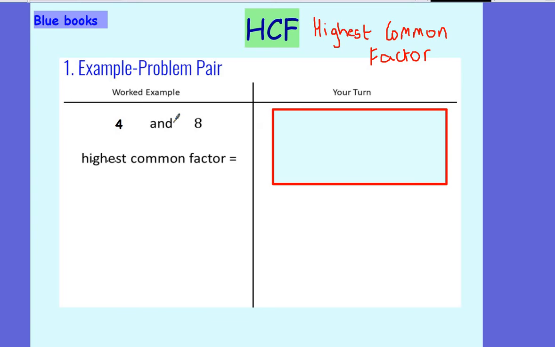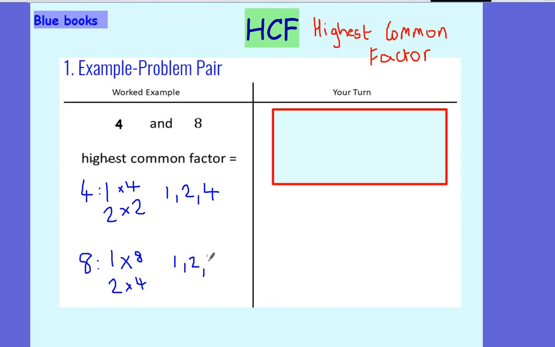So I've been asked, for the numbers 4 and 8, what's the highest common factor? I'm going to start by listing my factors of 4. So 4 can be made of 1 times 4 or 2 times 2. So my factors of 4 are just 1, 2, 2 again, so we only need to list it once, and 4. For 8, I can make 8 by 1 times 8. I could also make it by 2 times 4. So my factors of 8 are 1, 2, 4 and 8.